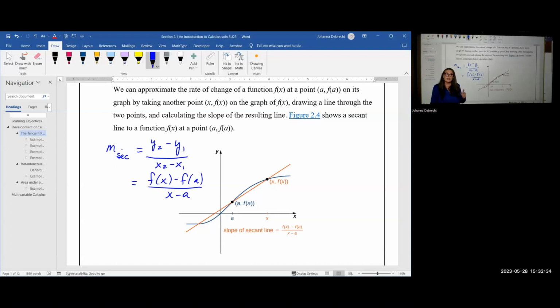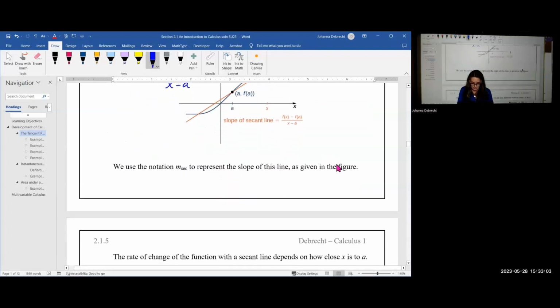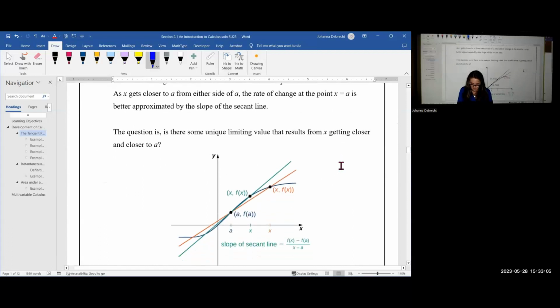Okay? Now, the idea is, what if I took a point that was closer to a? Would I get something with a slope that is closer to the slope of the tangent line at a? And the answer is yes. The closer you get to a, the closer the slope of the secant line will match the slope of the tangent line at the point. And that getting closer is the limit, right? So we're going to be studying limits to find the slope of the tangent line.